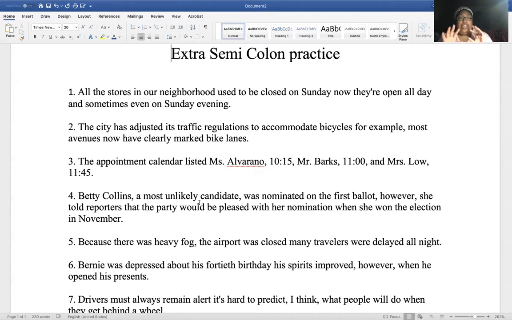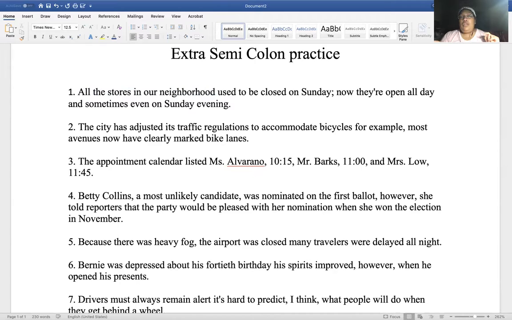So let's take it first by subject, verb, and direct object, or subject, verb, and then some things happening here, like I like to call it, the extra. So: all the stores in our neighborhood used to be closed on Sunday. All the stores seems like a good subject, or all the stores in the neighborhood is a good subject. We're talking about all the stores in this one neighborhood. Used looks like a verb. Used to be used what? To be closed on Sunday. Boom. That's a full sentence right there. So that means a semicolon goes right there.